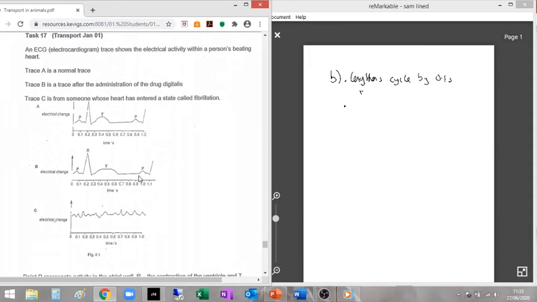Okie doke. The ventricle contraction. Can you see the ventricle contraction now takes a little bit longer? Not much longer, but here it's less than 0.1 of a second, and now it's greater than 0.1 of a second. So ventricle contraction time has increased slightly.